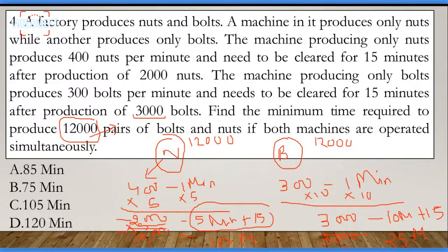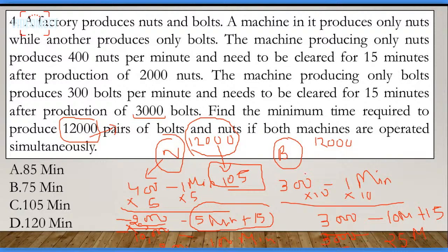But after the last 2000 nuts, it requires only 5 minutes. There is no need for cleaning after the last 2000. Fine. In this case, we ignore the last 15 minutes of cleaning. That means it requires an extra 5 minutes for the last 2000. That means the nuts machine requires 105 minutes to produce 12,000 nuts. Fine.